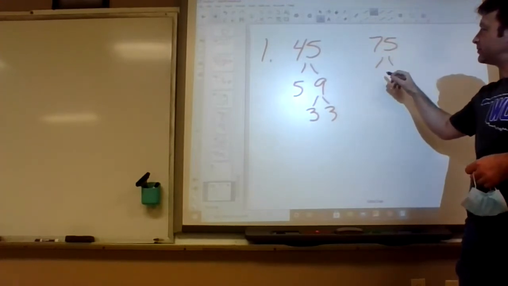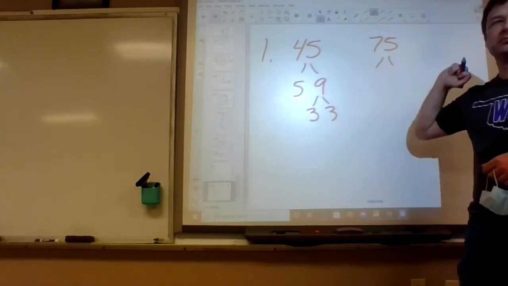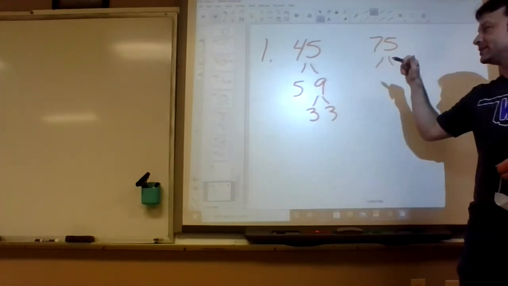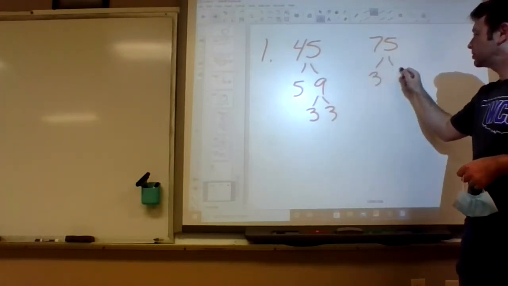What goes into 75? How many quarters in 75 cents? 30.